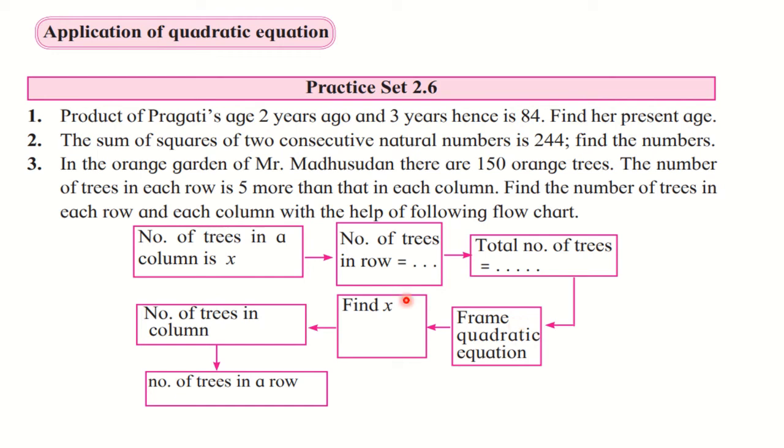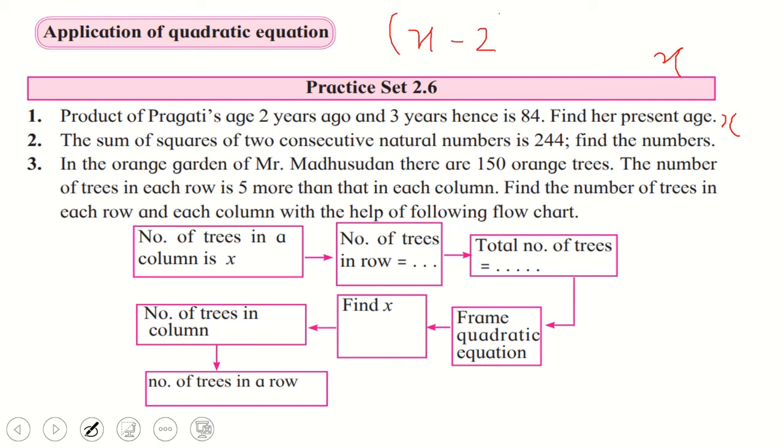Okay. Like the first question: the product of Pragati's age 2 years ago and 3 years hence is 84. Find her present age. What you are going to do in this case is take the present age as x. Present age you will take as x. I am sorry, this is not written properly. Then Pragati's age 2 years ago, what will you get?